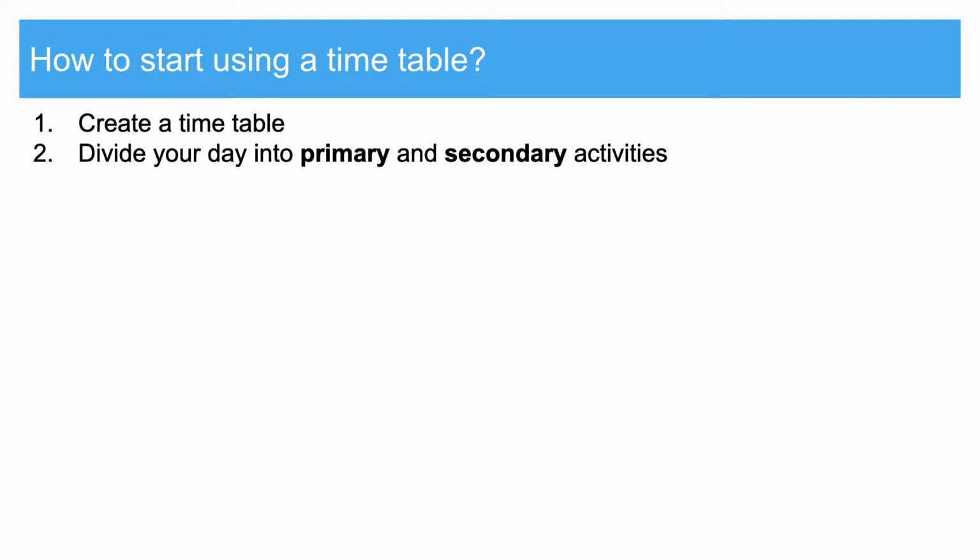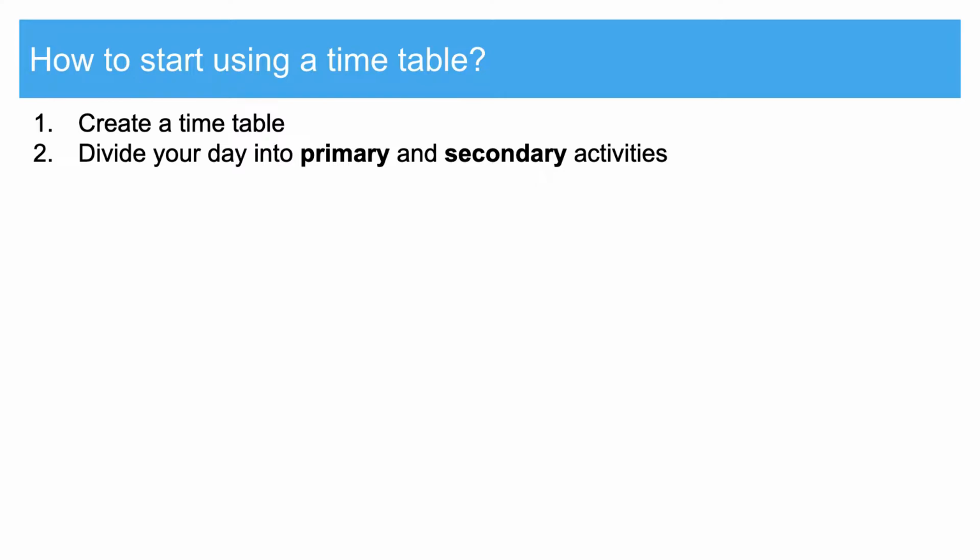So maybe there are some subjects that you need to focus on. There are certain things that you really need to first study. So those are basically your primary subjects, and it can be your primary activities. So divide your activities, divide the subjects that you need to do.